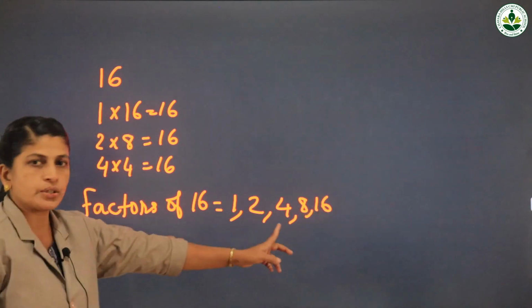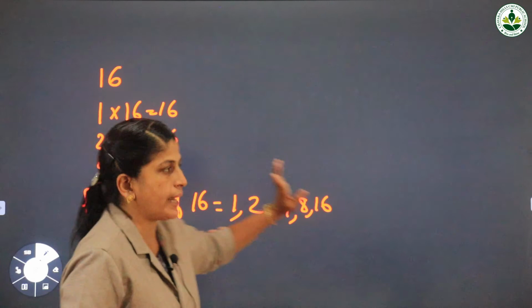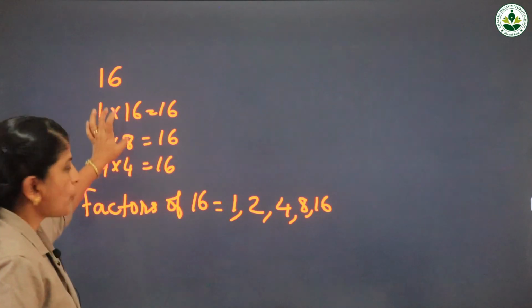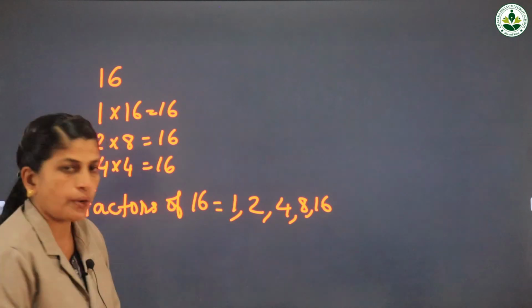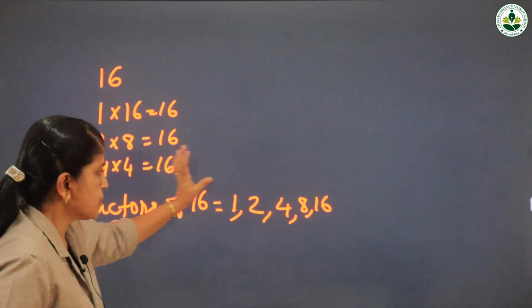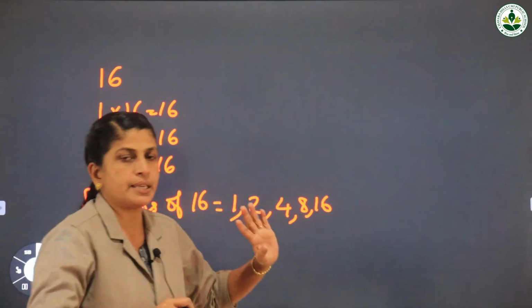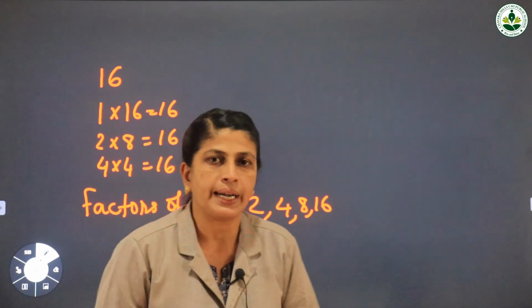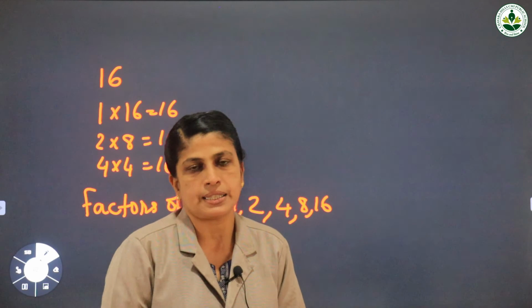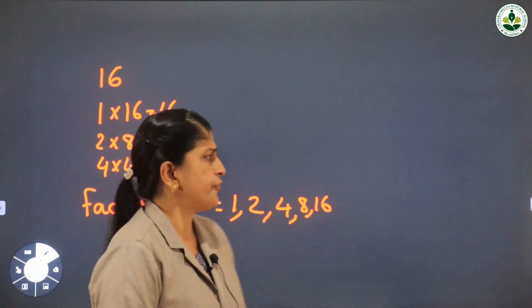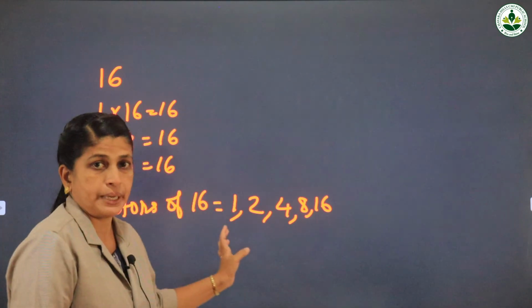These are the factors of 16. Therefore, to find the factors of a number, follow this method. Use the multiplication table and find out the factors. No need to use the division method. Okay, the fact is, factor means when we divide a number by another number, if the remainder is 0, then it is a factor. We can find the factor by using the multiplication table.